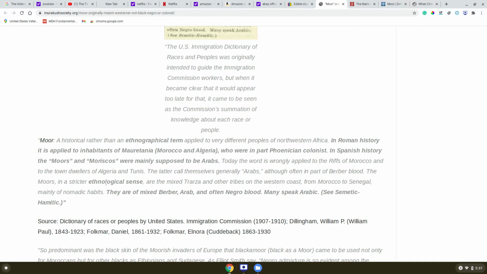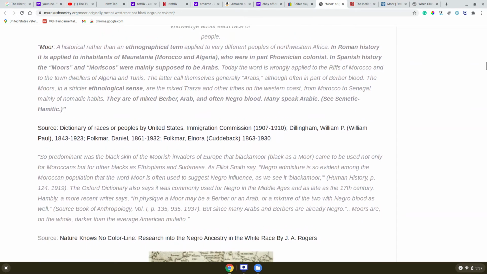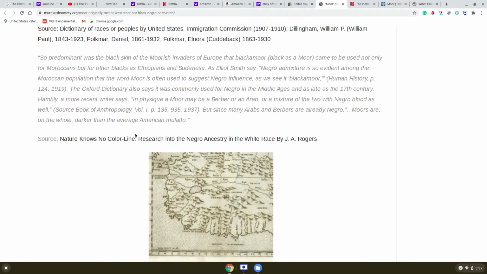The Moors, in a stricter ethnological sense, are the mixed Traza and other tribes on the western coast from Morocco to Senegal, mainly of nomadic habits. They are of mixed Berber, Arab, and often Negro blood. Many speak Arabic. We'll say here, so predominant was the black skin of the Moorish invaders of Europe, the blackamoor. Now, there's a lot of conflicting information, as you see in this article. He does go into the evidence supporting the term Moors relating to black people or melanated people, and we see it here. But we're going to see in a few minutes him talking about the Westerner meaning of the word.